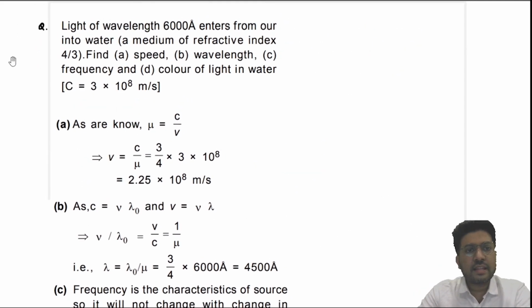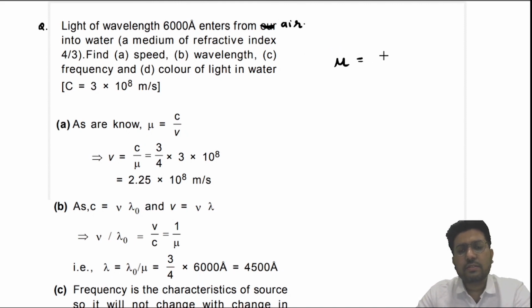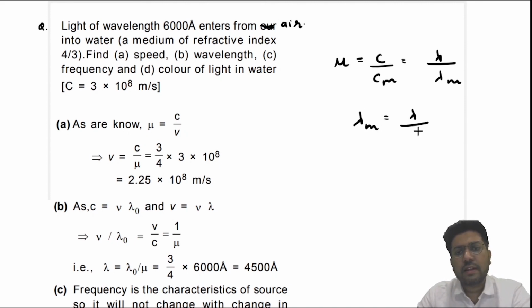Then in the next question it is given that light of wavelength 600 nanometer enters from air to water. The water has refractive index 4 by 3. We need to find the speed, wavelength and frequency and color of light in water. So this is a very simple question. You know that refractive index is equal to C by Cm. This can also be written as lambda by lambda m, where lambda is wavelength in vacuum and lambda m is wavelength in medium. So lambda m is equal to lambda by mu.